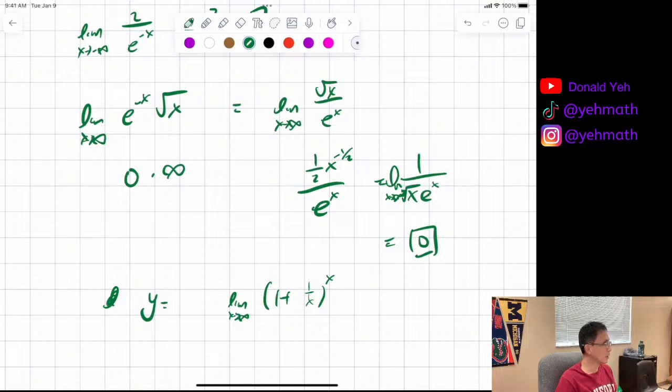Infinity times infinity, no, it's not. It's on the bottom, on the denominator. It's only indeterminate if it's infinity divided by infinity. This one is infinity divided by infinity, technically. So then you do L'Hopital's rule. Anytime it's indeterminate, you do L'Hopital's rule.